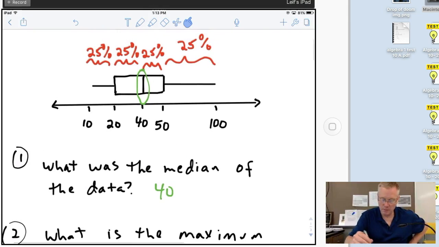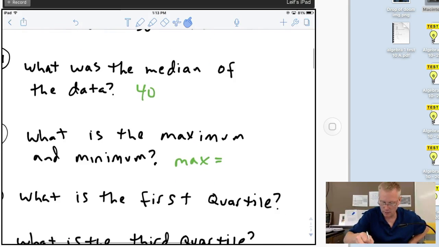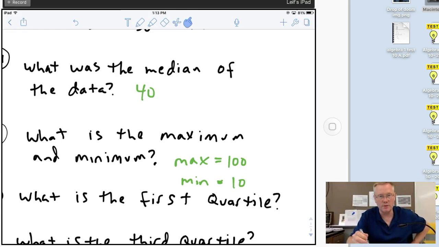What's the maximum and the minimum? The maximum will be the biggest number of the data, which I can tell you right now is that one at the end of the whisker, which would be 100. The minimum would be the smallest one, which would be down at that end, which is 10. So the maximum is, did I say 100? Yeah, 100. And the minimum is the 10, all right? So there's the biggest number and the smallest number.